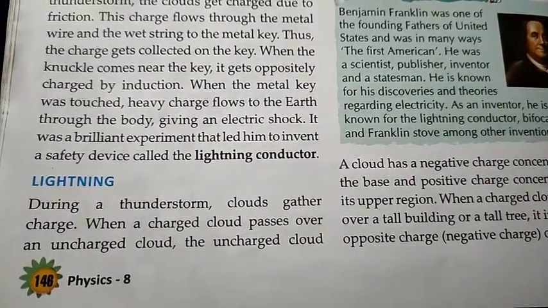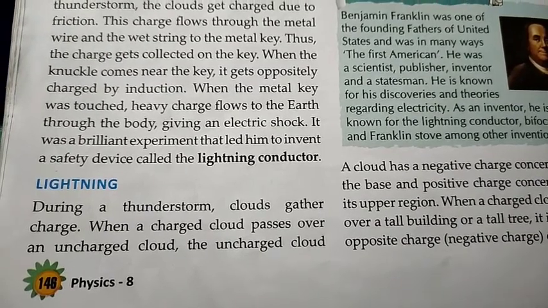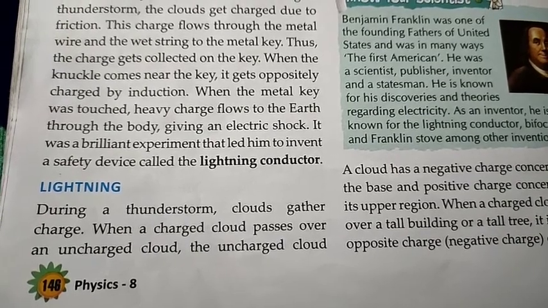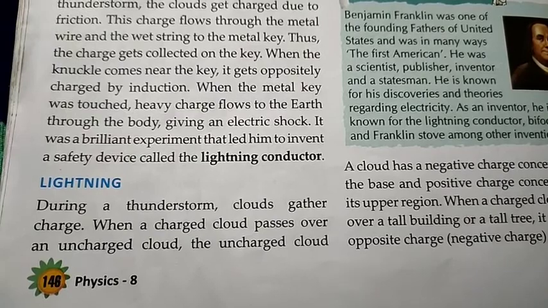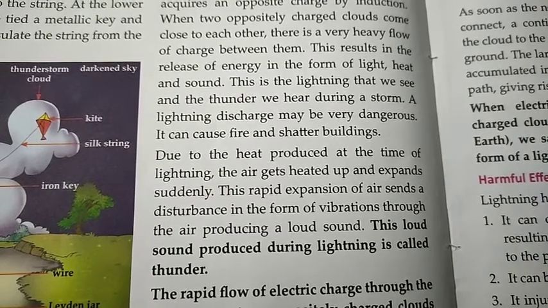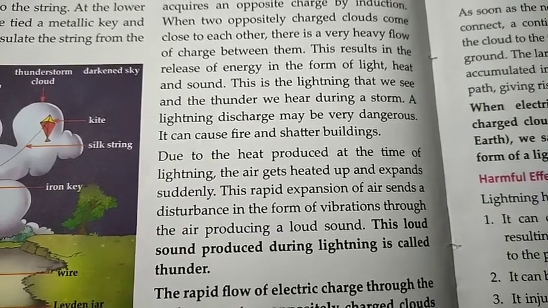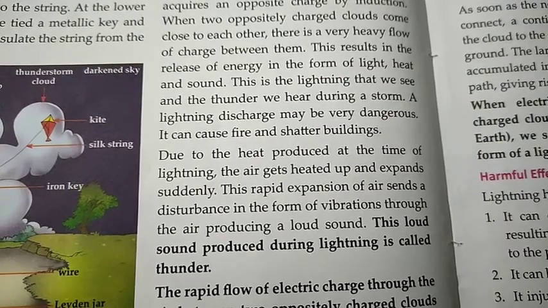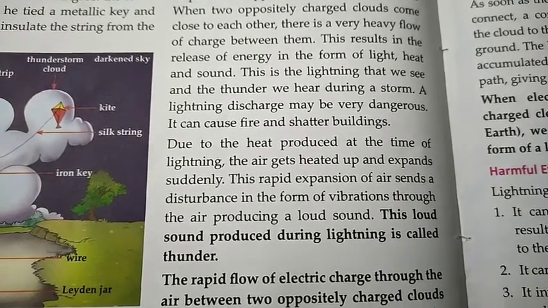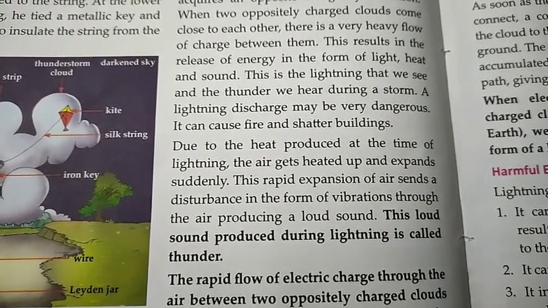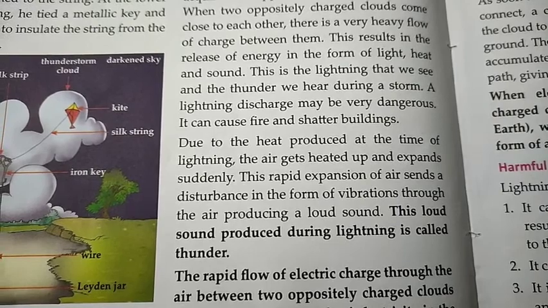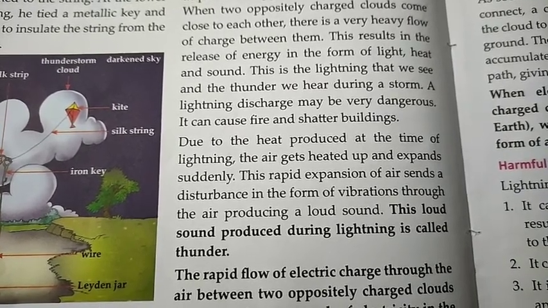Now what is lightning? During a thunderstorm, the clouds get charged, and whenever a charged cloud passes over an uncharged cloud, what happens? Due to induction, the uncharged cloud acquires an opposite charge. So when two oppositely charged clouds come close to each other, there is a heavy flow of charge between them. As a result, there is release of energy in the form of light, heat and sound. So during a storm, we can see lightning and we can hear thunder. A lightning discharge may be very dangerous. It can cause fire and it can also shatter buildings.